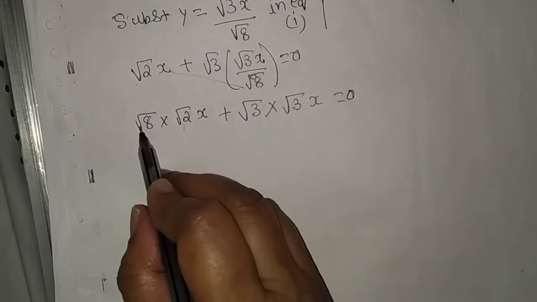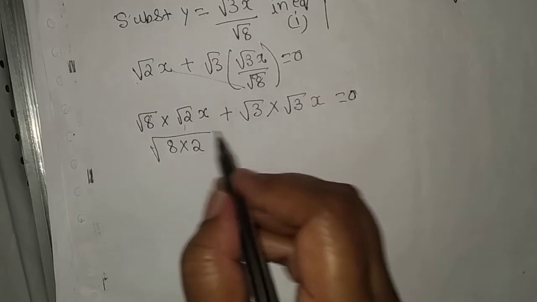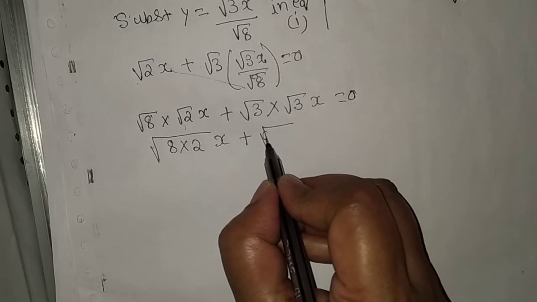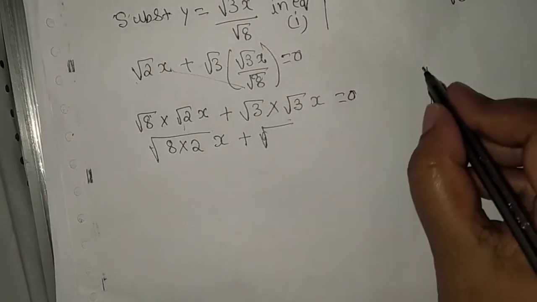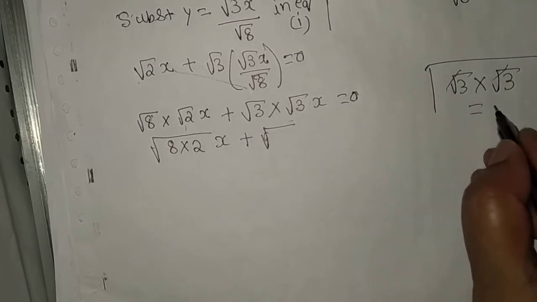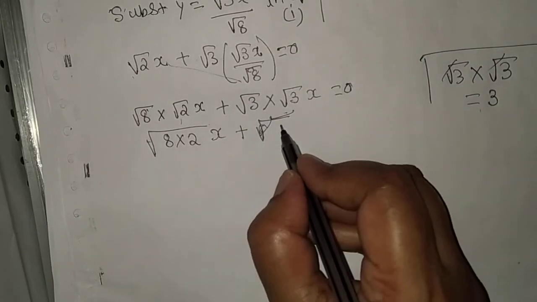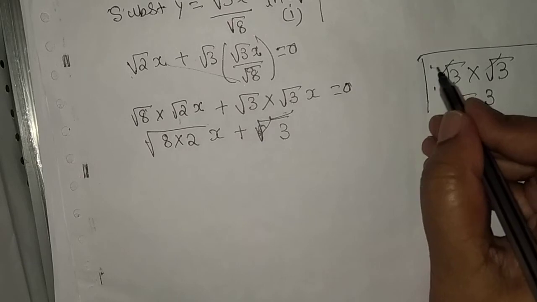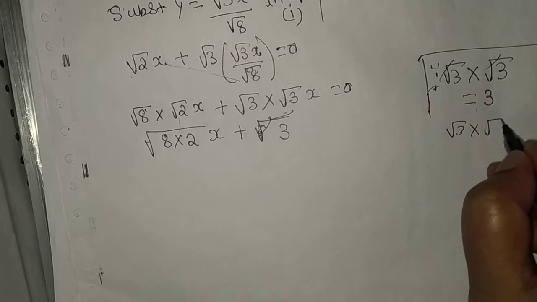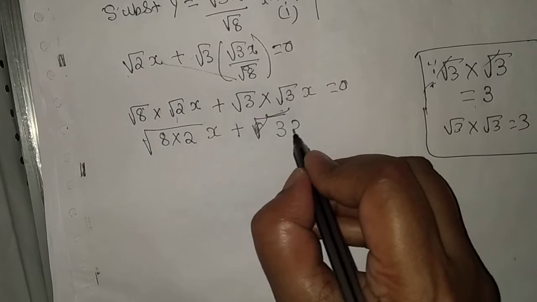So what happens? We can multiply and bring inside the bracket like this. Root 8 into 2, we can write x outside. Then root 3 into root 3, we can write it as 3. The roots cancel, we can write it as 3. So 3x is equal to 0.